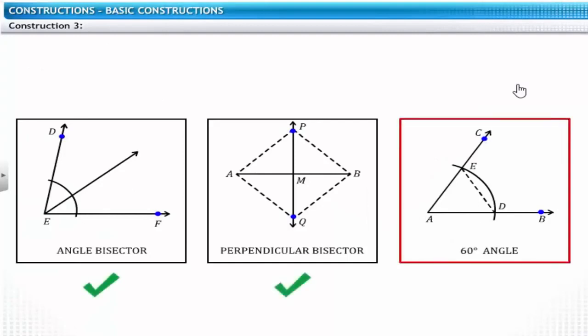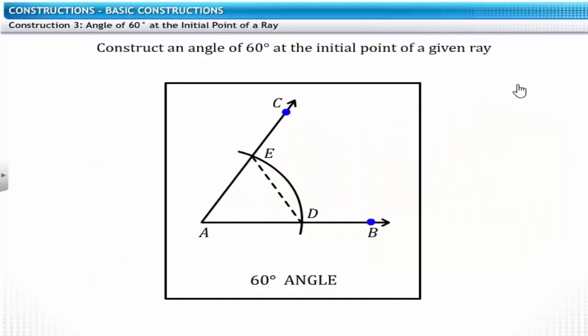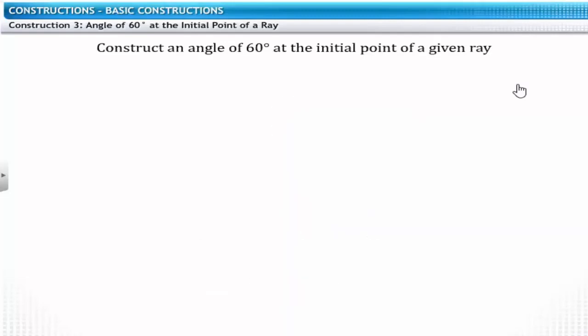We have completed two constructions. Now, let's take up the third. Here, we have to construct an angle of 60 degrees at the initial point of a given ray. A ray PQ is given. We will construct another ray PR originating from point P, such that it makes an angle of 60 degrees at P. Draw a big arc, taking P as a center.